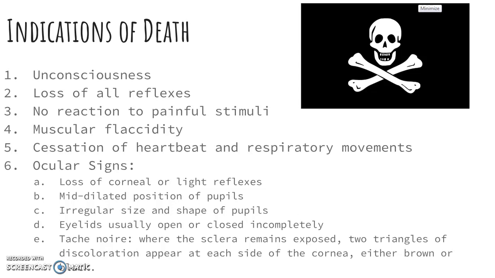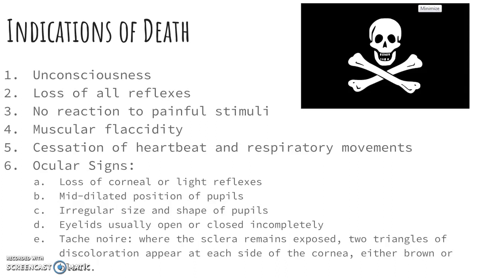In the eyes, the ocular signs that you see within the eye, there is the loss of corneal or light reflexes, meaning that your pupil will not constrict or dilate with light or lack of light. Pupils are in a mid-dilated position, so they're not fixed in a constricted point and they're not fully dilated, but they're in a halfway position. Irregular size and shape of the pupils. One may be big, one may be small, but it's an odd pupil shape.